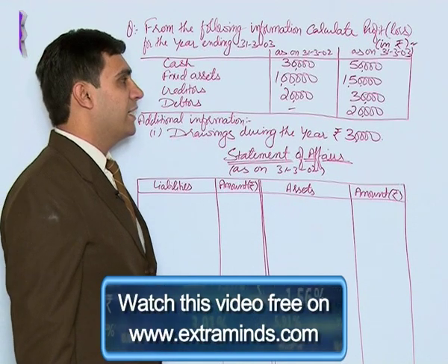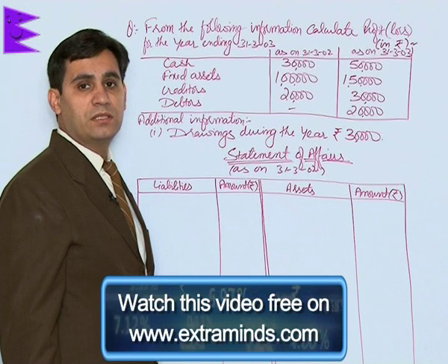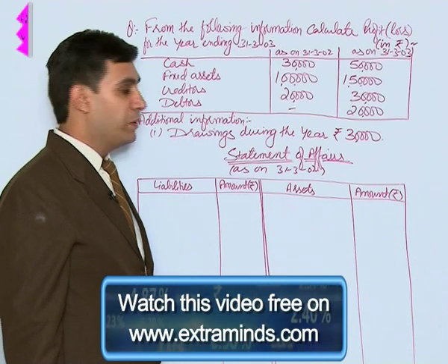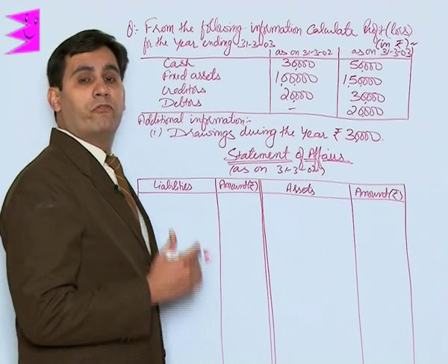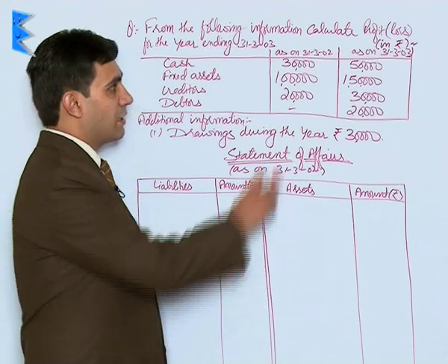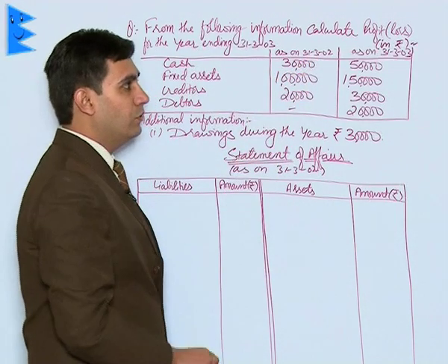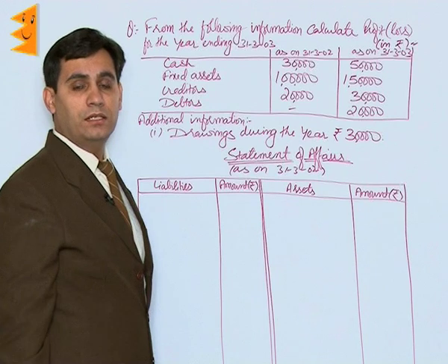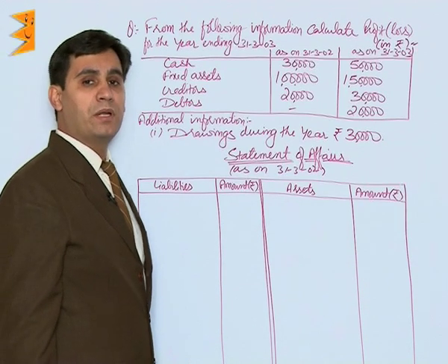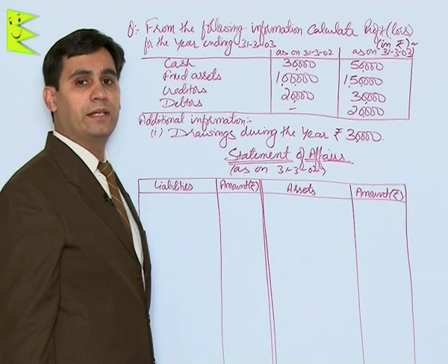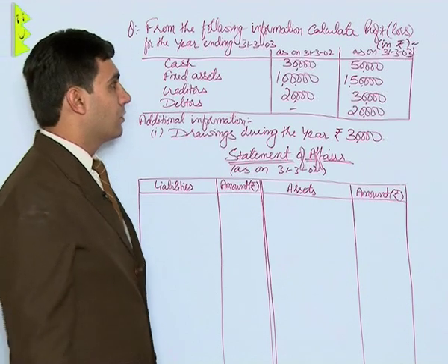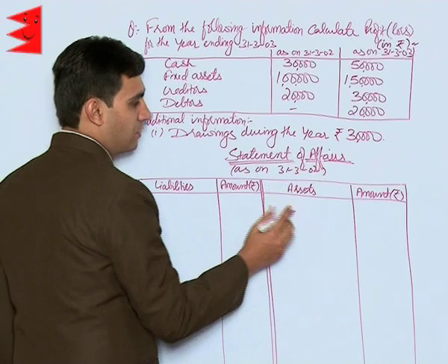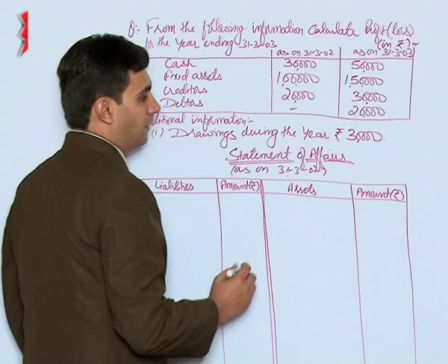So students, in this case, opening capital or closing capital are not given directly. So we will prepare statement of affairs for both the years, that is as on 31/3/2002 and as on 31/3/2003, to calculate capital in the beginning of the year and capital at the end of the year. So starting with statement of affairs as on 31st March 2002.